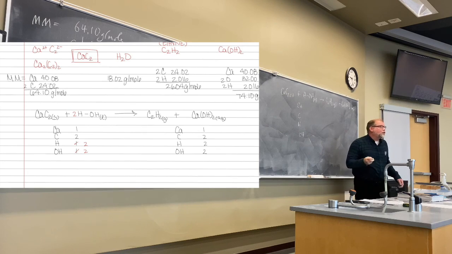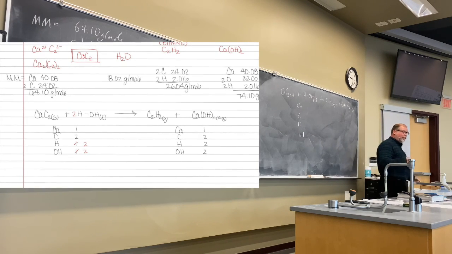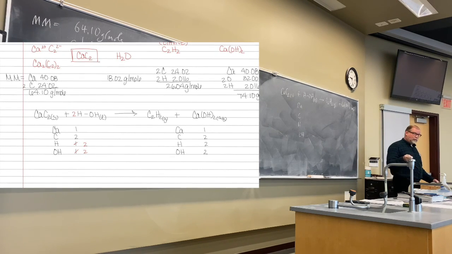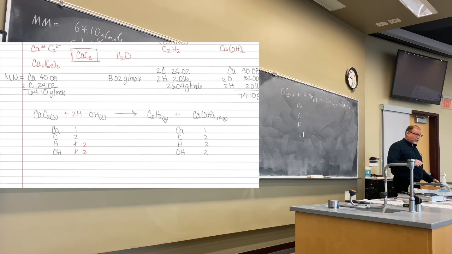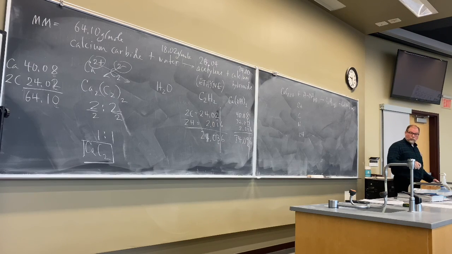So, to construct our atoms list, we would go ahead and recognize that we have calcium, carbon, proton, and hydroxide on both sides of the reaction arrow. Is there a question? I was just wondering if when you're doing this, do you have to have the up arrow for the gas for the reaction? No. Oh, okay.